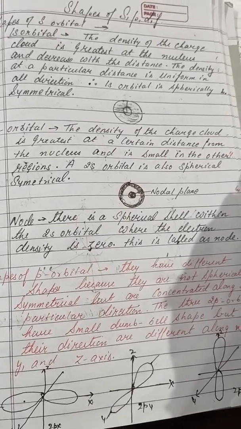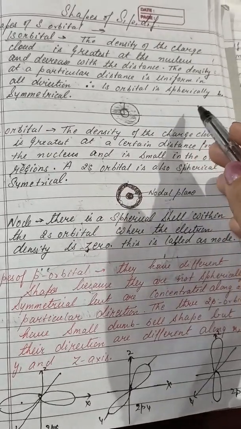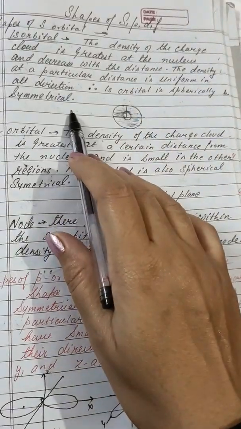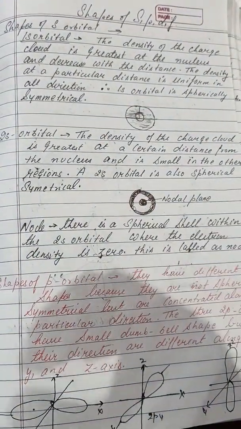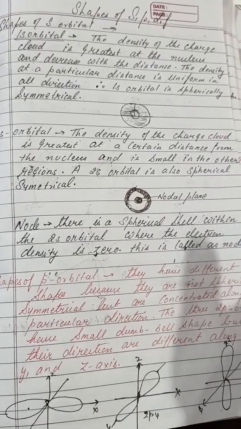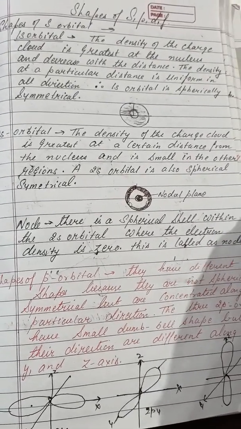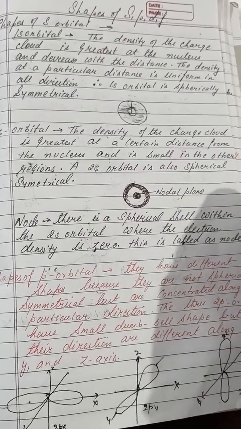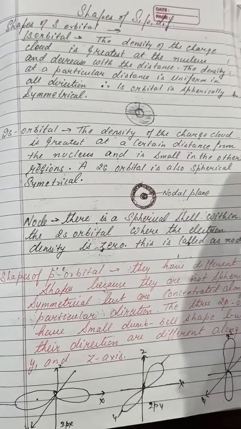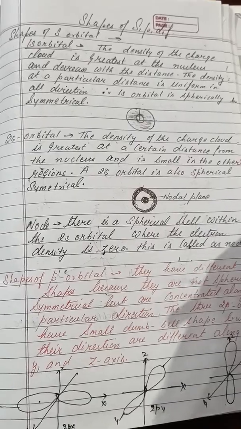Therefore, the 1s orbital is spherically symmetrical. It does not have more shapes. It is only a symmetrical shape. Okay, so this is 1s. It is not coming in the paper, but for the information you should know how the 1s orbital formation takes place.